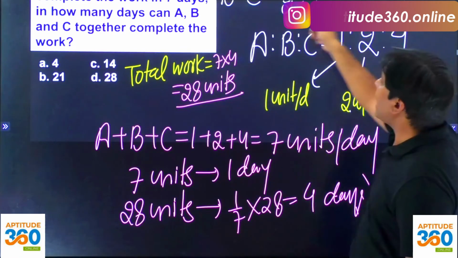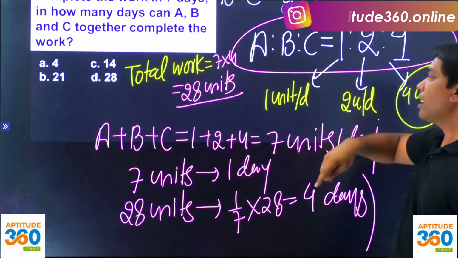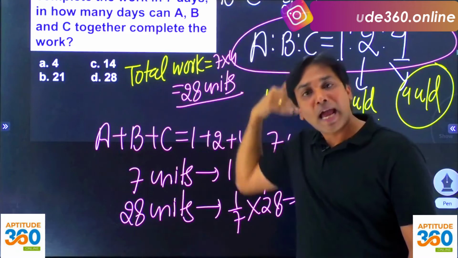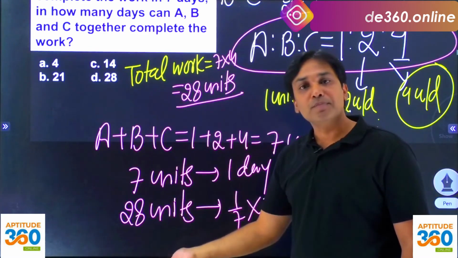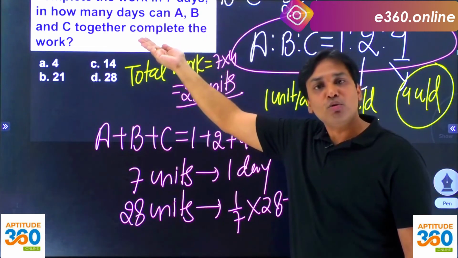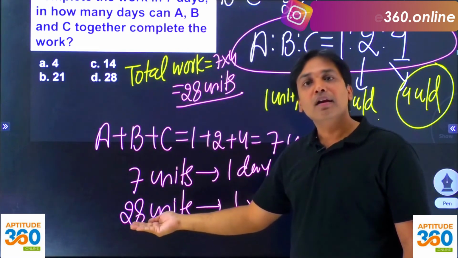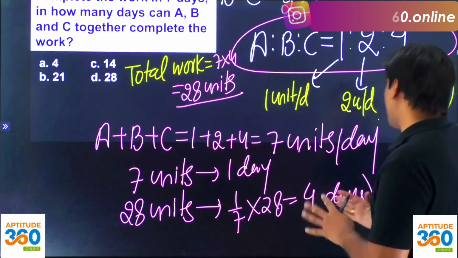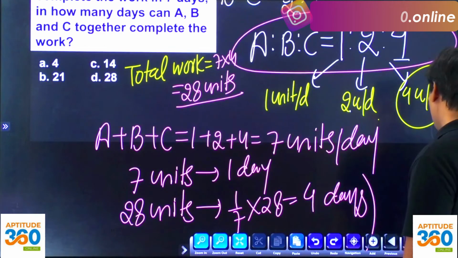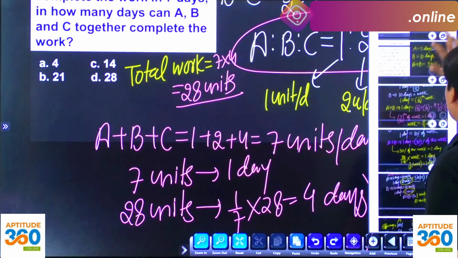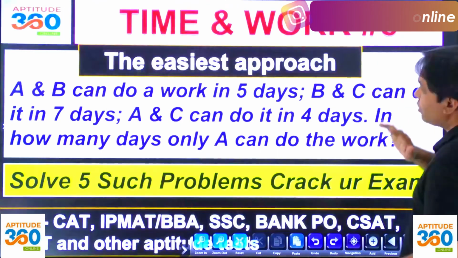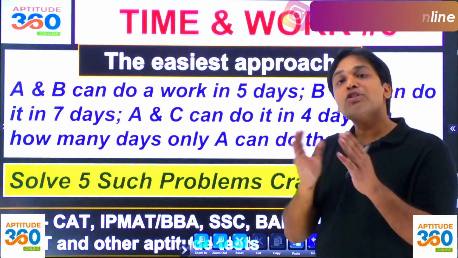The moment I have found this out, then for me to apply the concept of time and work and the LCM method is pretty simple. This was a 2-line ratio, a 2-line time and work, and your problem should get simplified in 4 lines. So that is what I did in this video. I tried to tell you that you can simplify both of these 2 problems by using either this method or that method. Which one is convenient to you?